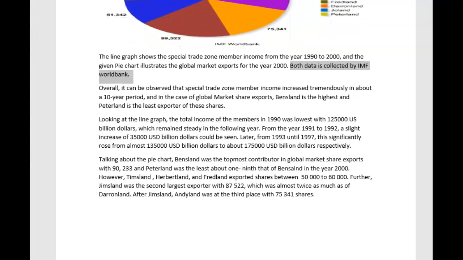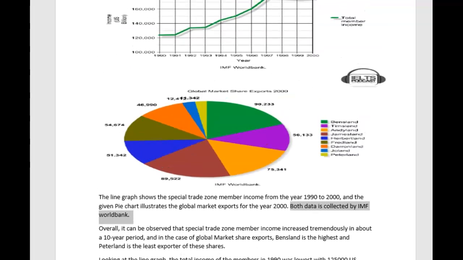Overall, it can be observed that special trade zone member income increased tremendously in about a 10-year period, and in the case of global market share exports, Bensland is the highest, and Peterland is the least exporter of these shares. Okay, perfect.